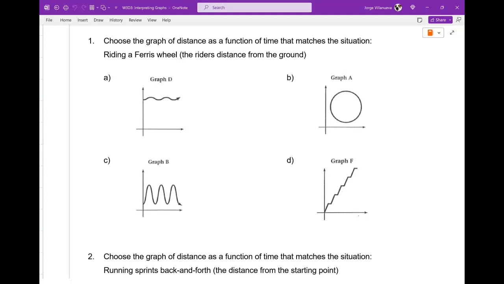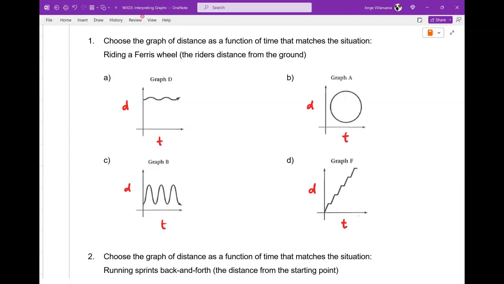Number 1 says choose the graph of distance as a function of time. That means this is distance, and this is time. Distance as a function of time. This would be distance, time, all the way through. So choose the graph of distance as a function of time that matches the situation. The situation is riding a Ferris wheel. The rider's distance from the ground is what they're trying to show you.